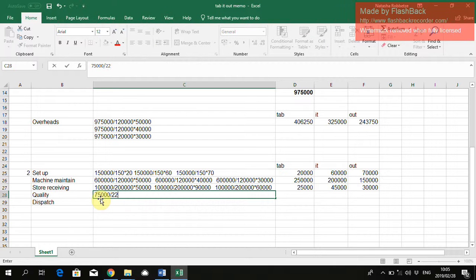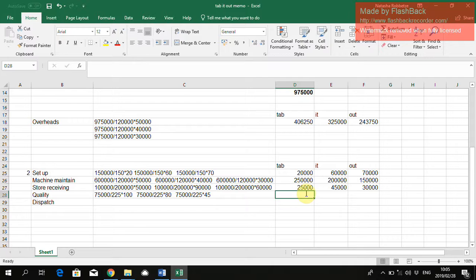So if I do that calculation, I'm going to say 75,000 divided by 225. In the first instance, I will times by 100. Then it will be 75,000 divided by 225, and I'm going to times by, I beg your pardon, 80, and then 75,000 divided by 225, and I'm going to times by 45. Right, I'm going to do that calculation. 75,000 divided by 225 times 100.